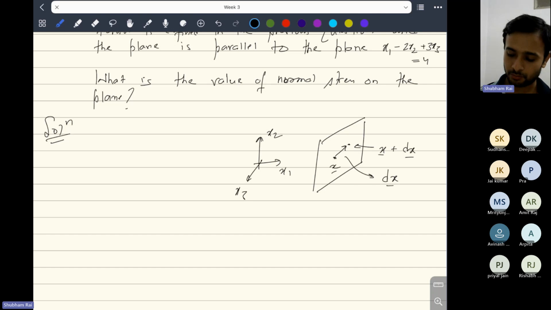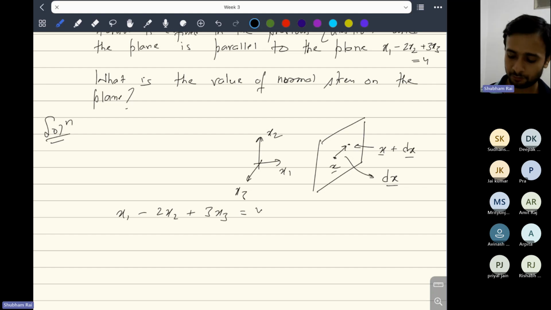Okay. So let's say that this position vector has components x1, x2, x3. Since this position vector is lying on this plane, it will satisfy the equation of the plane, and this position vector will also satisfy the equation of the plane. What I mean to say is, if I substitute this position vector into the equation of this plane, it will be x1 minus 2x2 plus 3x3 equal to 4.